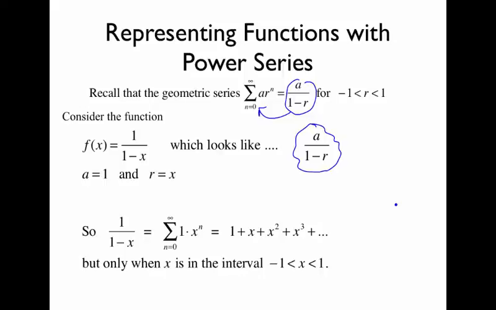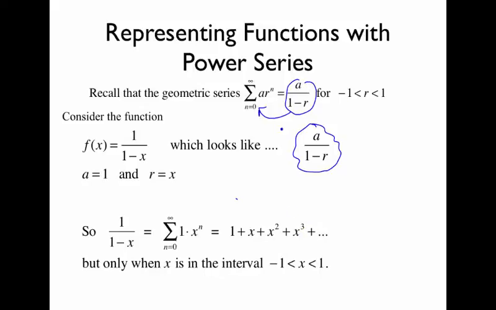Okay, so a is 1 and r is x. Then it's 1 times x to the n. And what does that equal? 1 plus x squared plus x cubed forever, right? You keep adding these monomials with a higher power of x.